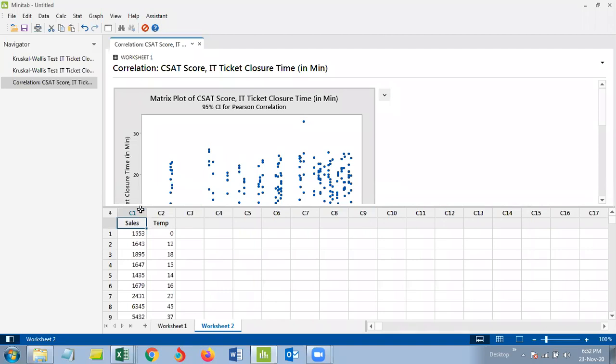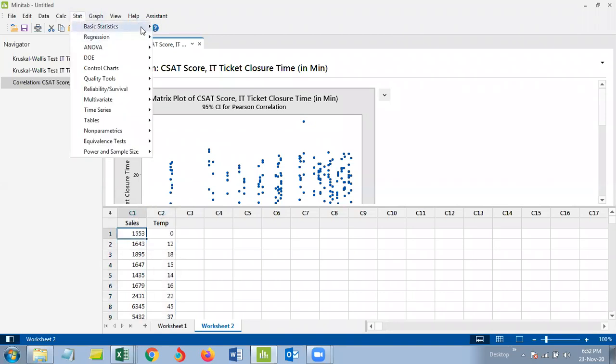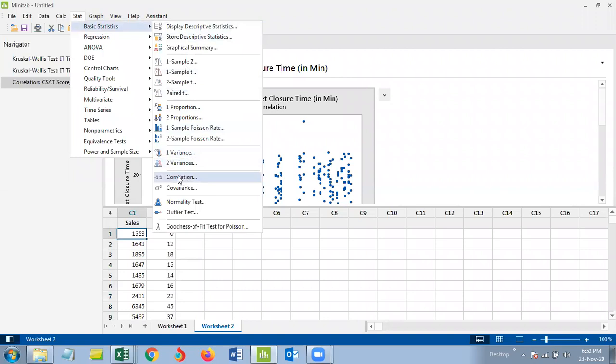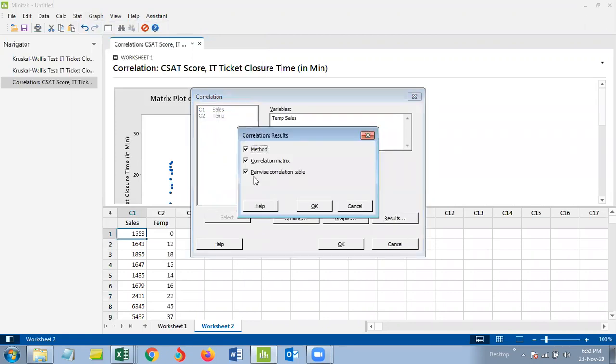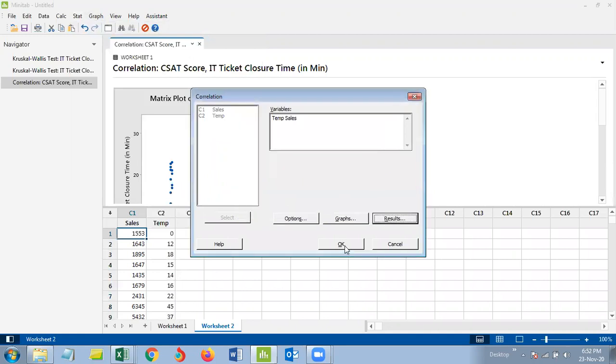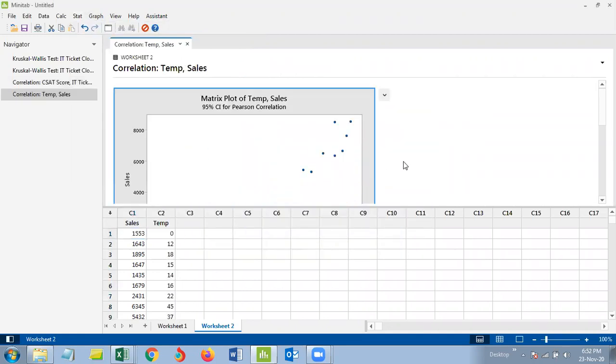Say sales is my Y, and I want to check whether temperature is related or not. So I'll do a correlation, numerical X with Y. So Stats, Basic Statistics, and I go down to Correlation. I will put my X first, which is temperature, and the impact of it on sales. Results are already checked. Click OK. We'll come back to the chart later.